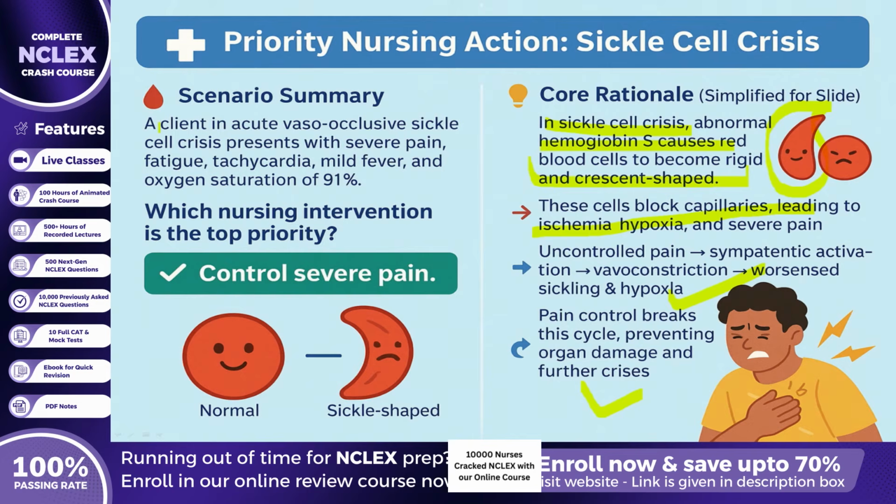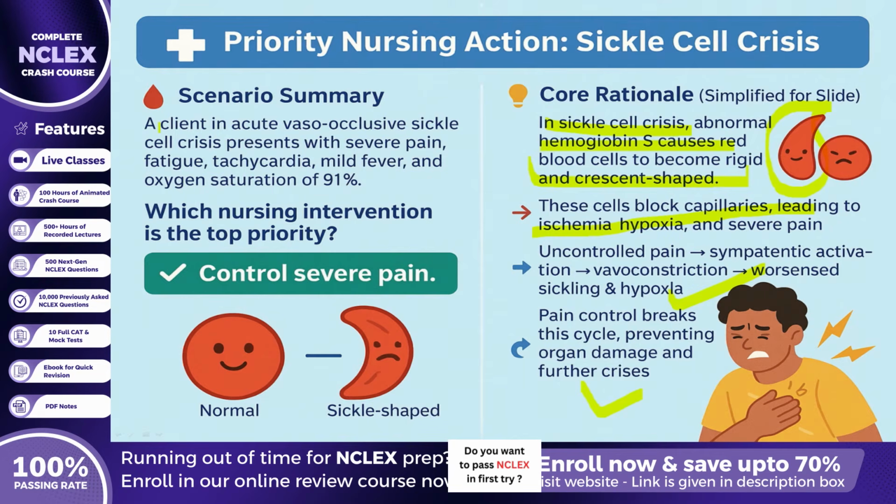Therefore, early and effective pain control not only relieves suffering, but also prevents progression to organ damage. For immediate management, strong opioid analgesics like morphine or hydromorphone should be administered on a continuous or scheduled basis rather than as needed, since the pain is constant and severe.